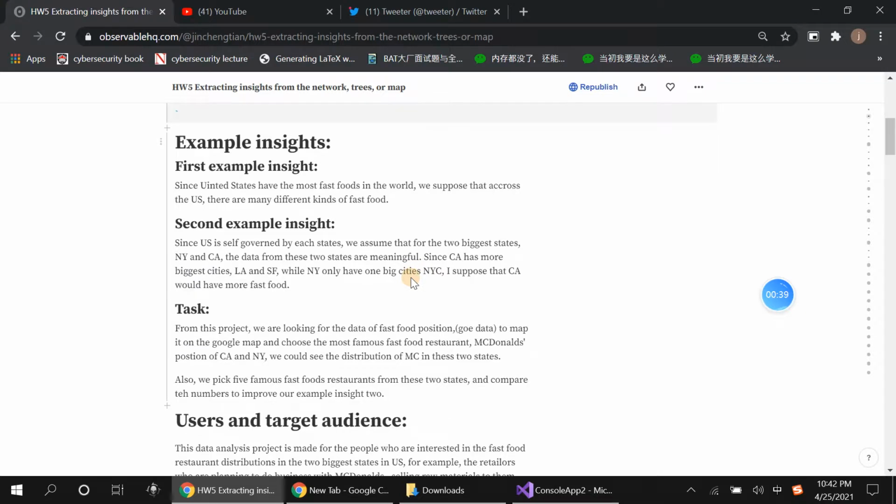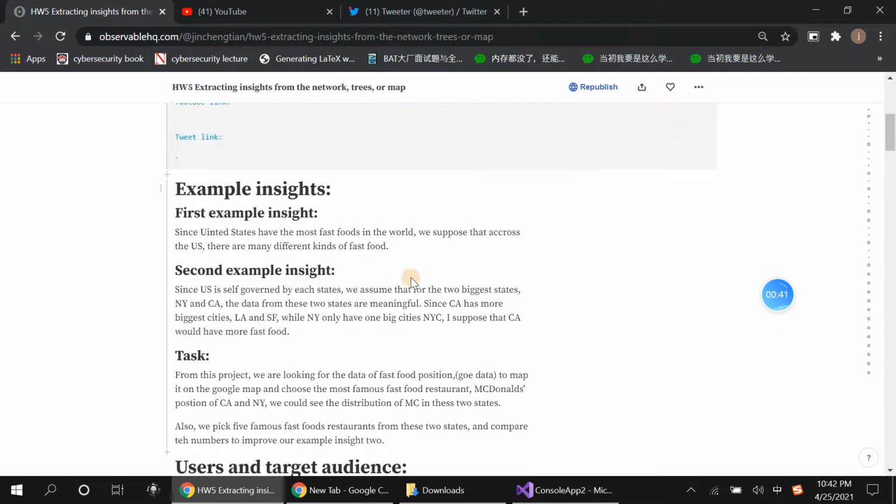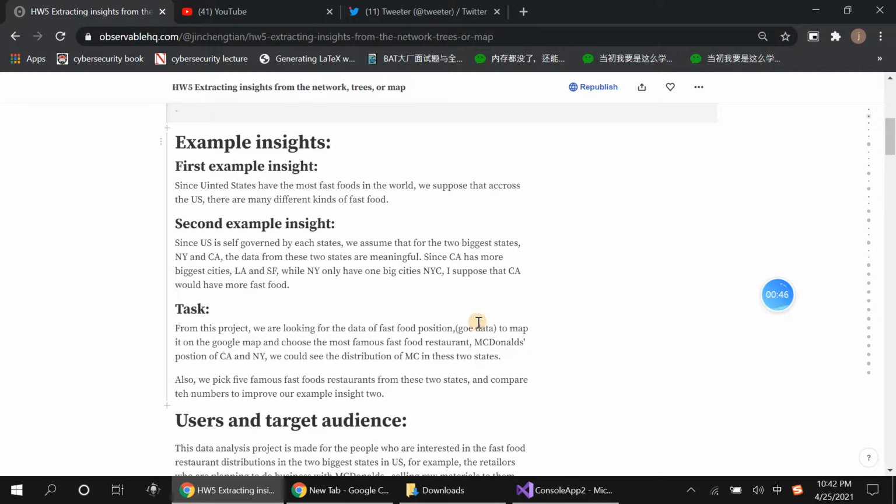So we have the second example insight. We pick the two biggest states, New York State and California State, and clean the data from the original raw data sets, and try to figure out the deep meaning behind the data.